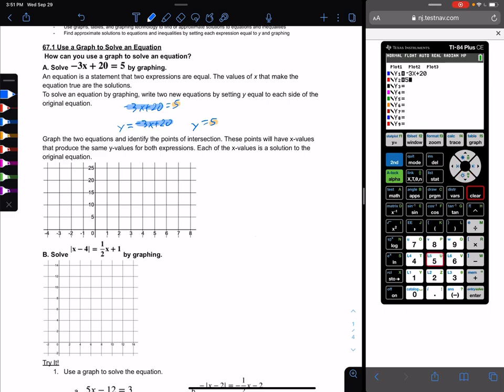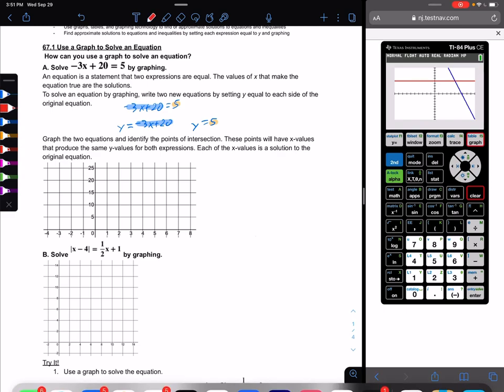The handheld calculators obviously don't have the color functions, they're just going to be in black and white, but the idea is the same. Once you've typed those two in, you would then hit the graph button in the top right. The handheld ones will be a little bit slower, but that's the general idea. So y equals 5 is going to cross somewhere around here, right?